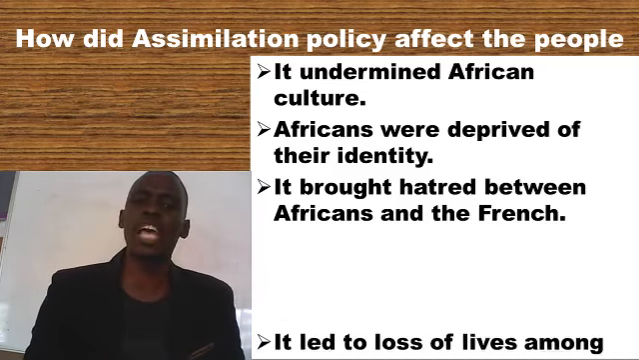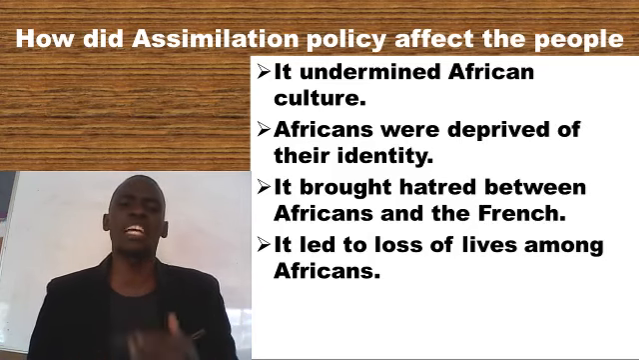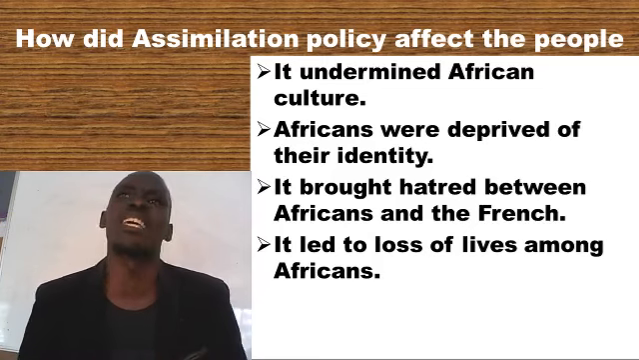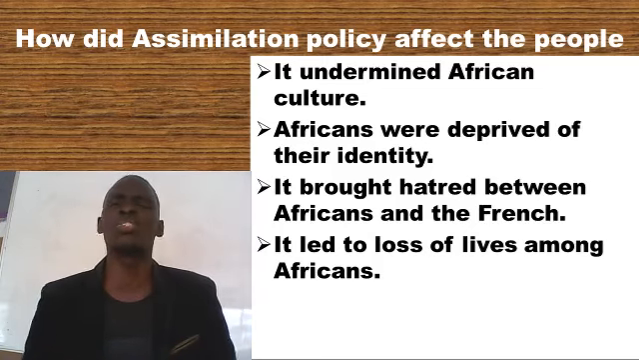The other one, boys and girls, it led to loss of lives among Africans. You know, when the French were trying to implement the assimilation policy, so many Africans resisted. They were not willing to adopt the French lifestyle. So those who tried to resist the French system of assimilation were killed. Most of them were killed. Some of them were imprisoned, exiled, intimidated, to mention but a few.